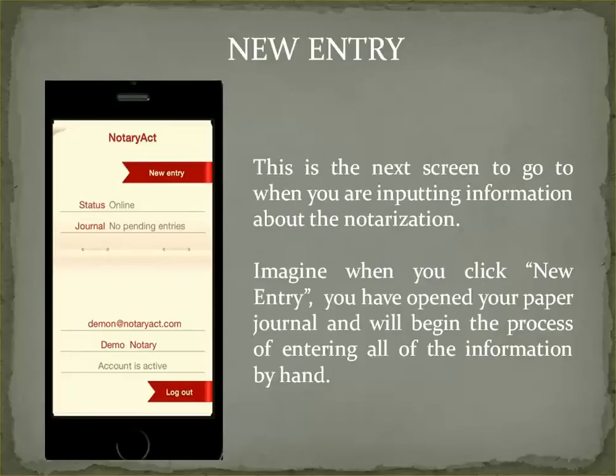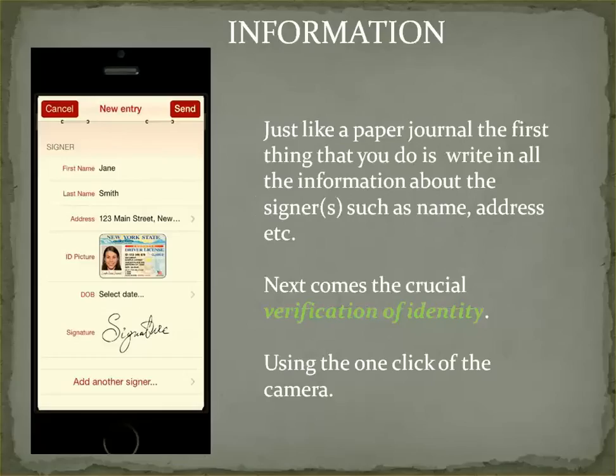The next thing you're going to come to is a screen that says new entry. And if you're ready to input the information, just click on the new entry. And when you do that, keep in mind that this is very much like opening up your notary journal and beginning the process of adding all the information that you need into the journal. So just like a paper journal, but easier to use, and you can read the writing, you're going to write in all the information such as the signer's name, address, etc.